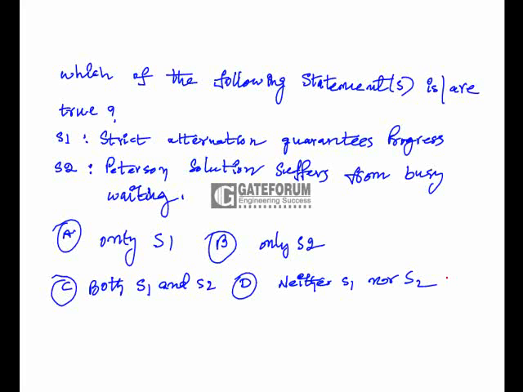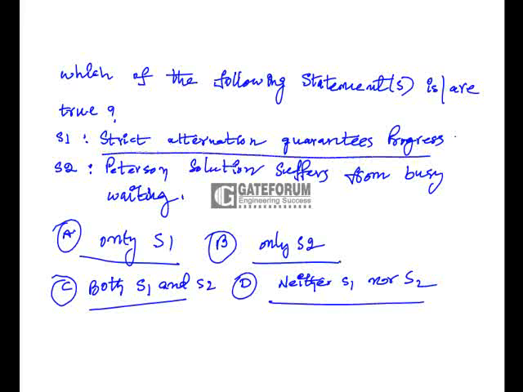Which of the statements is/are true? Statement S1: strict alternation guarantees progress. Statement S2: Peterson solution suffers from busy waiting. Options are only S1, only S2, both S1 and S2, and neither S1 nor S2. Strict alternation guarantees progress. This is wrong, because strict alternation means sending the processes into the critical section alternately. For example, if P1 is trying to enter the critical section and it is not permitted at that time, even though the other process is not there, then it will not guarantee any progress. So this will not give any guarantee of progress.